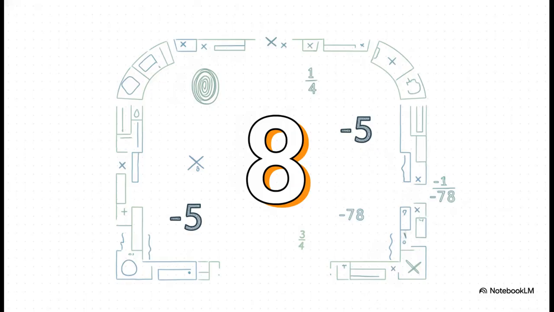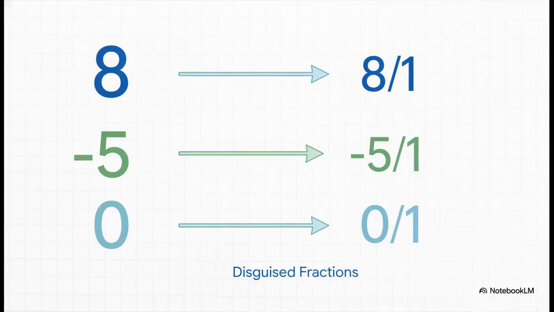But this raises a really interesting question. What about standard, everyday numbers? Think about the number 8, or 0, or even -5. How does a standard whole number fit into a club that is supposedly exclusively meant for fractions? Well, here's the secret. Whole numbers are actually just fractions in perfect disguise. Literally, the number 8 can easily be written as 8 over 1. -5? That's just -5 over 1. Even 0 is just 0 over 1. By simply putting these integers over the number 1, they completely validate their membership in the rational club. They follow that a over b rule flawlessly.